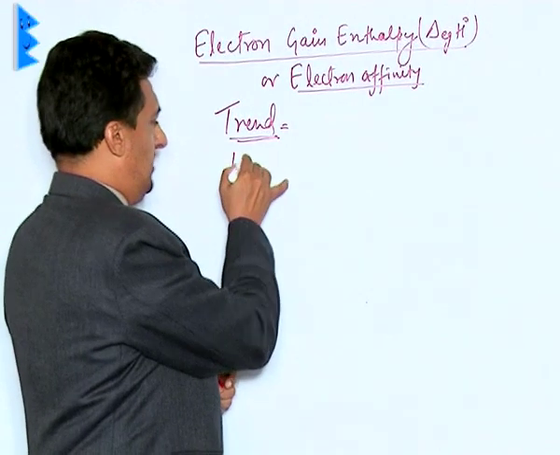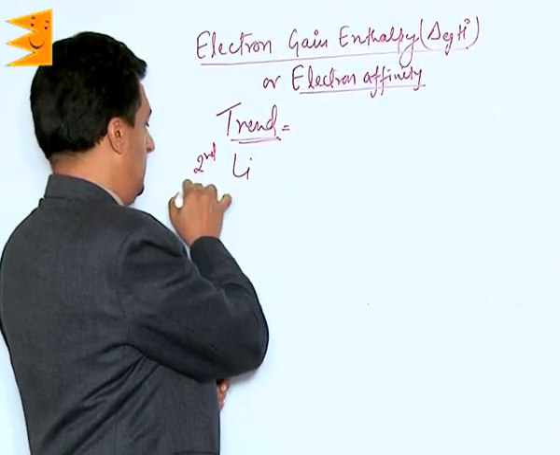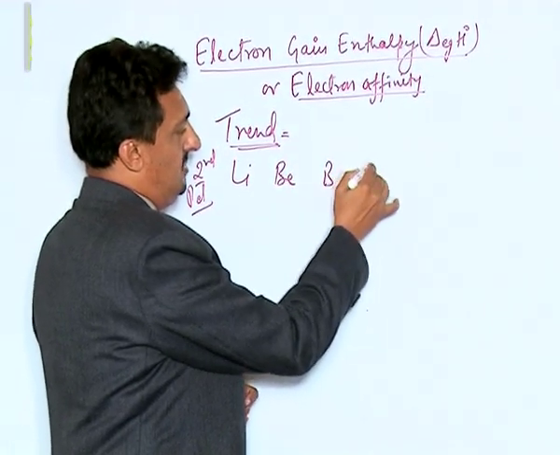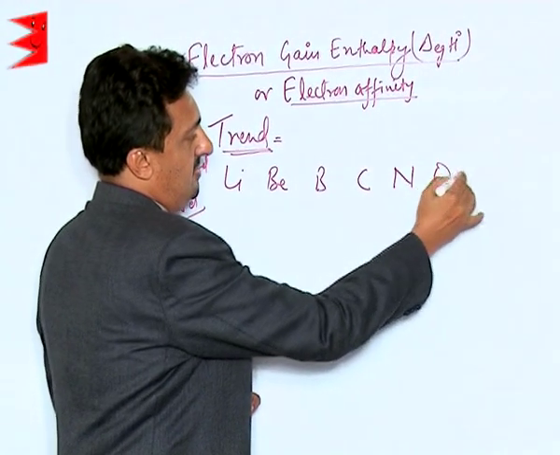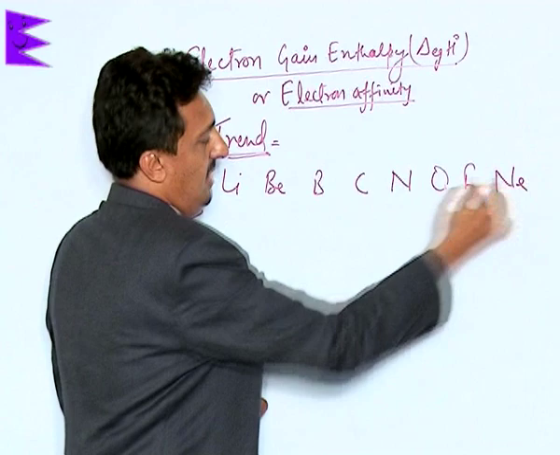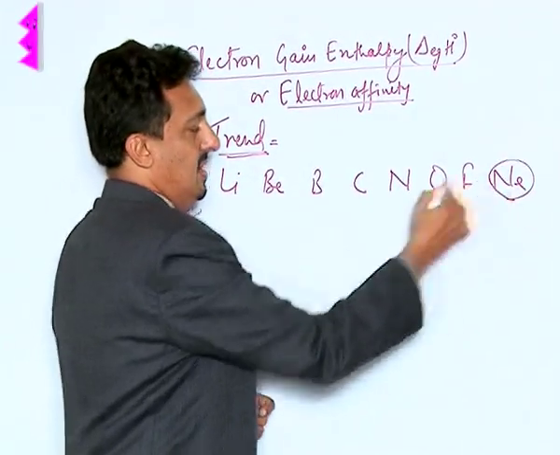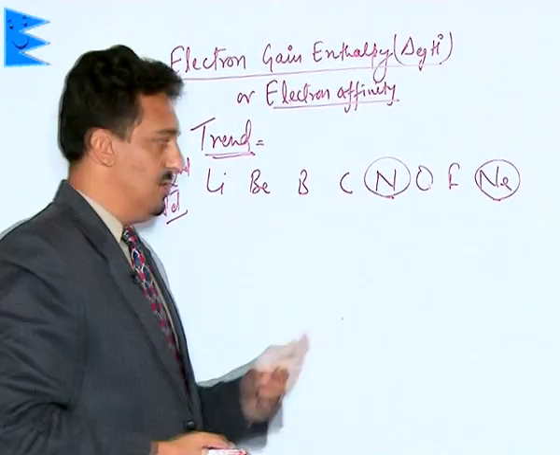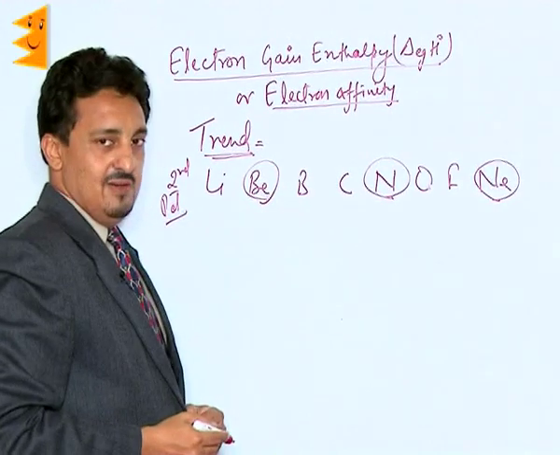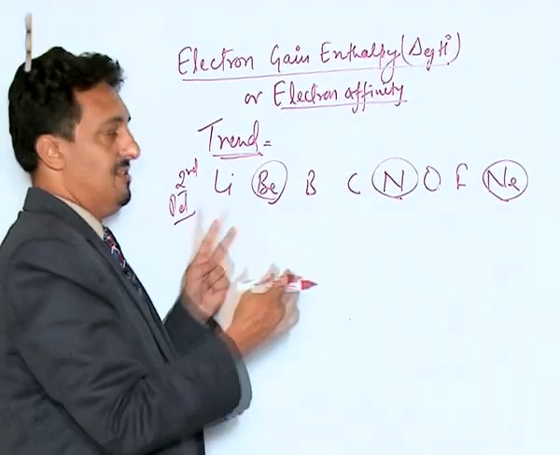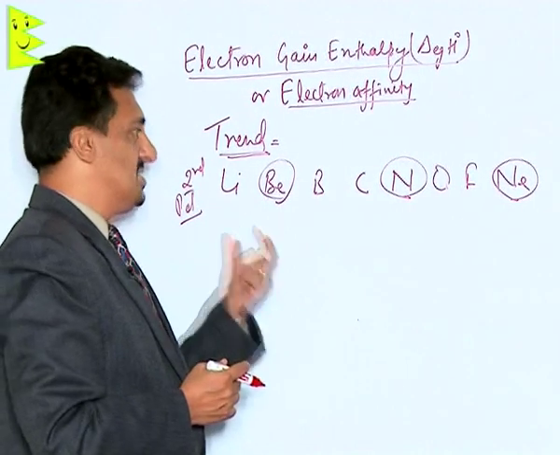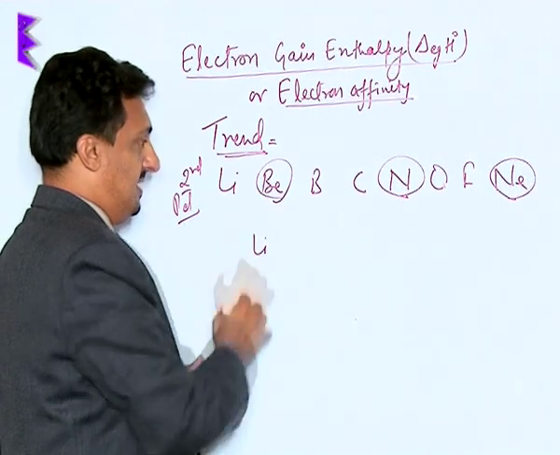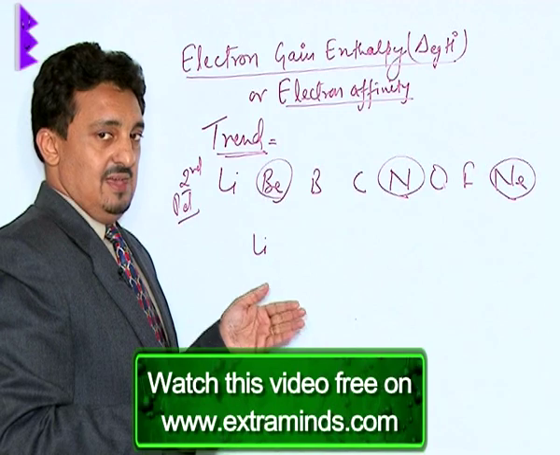Like we have in the second period lithium, beryllium, boron, carbon, nitrogen, oxygen, fluorine, and neon. We know this is a noble gas, not going to accept an electron. Nitrogen has a positive value as I have explained, and beryllium also has a positive value. So the largest in size and the least nuclear charge is in lithium, so we can write that lithium has the lowest electron gain enthalpy.